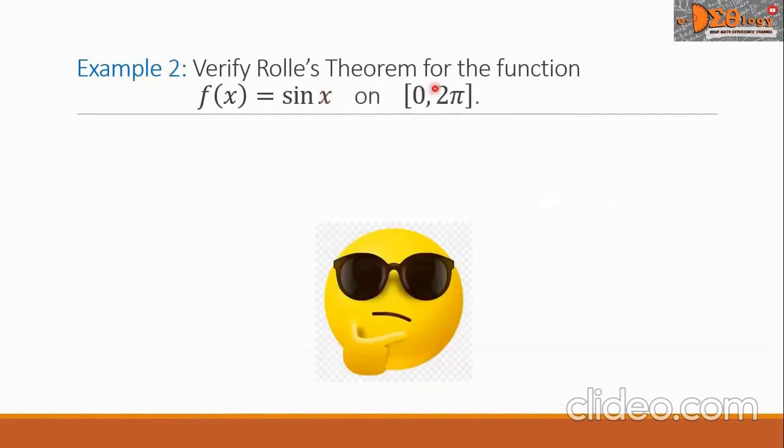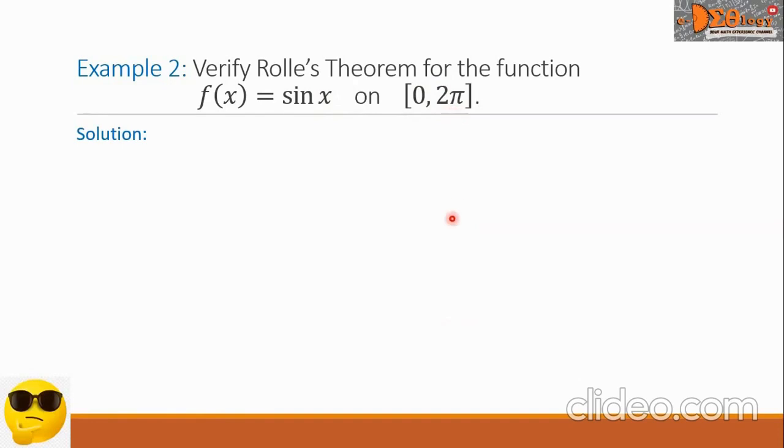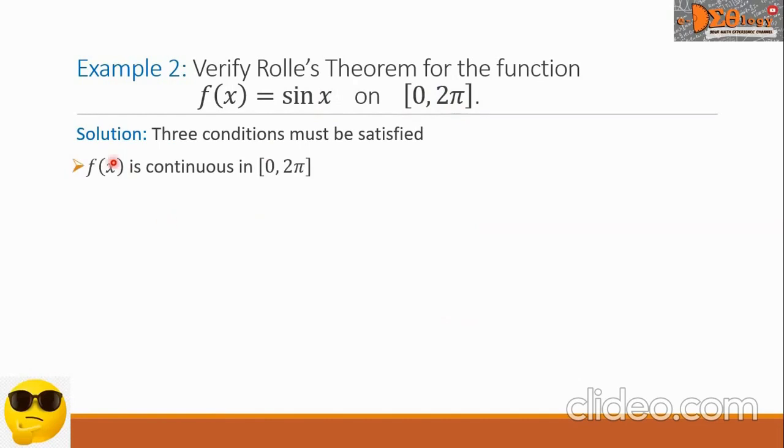Verify Rolle's theorem for the function f of x equals sine x on the closed interval from 0 to 2 pi. For our solution, let us confirm the three conditions. Condition 1, f of x is continuous in the closed interval from 0 to 2 pi. We know the graph of sine x. It is continuous, and moreover it is continuous in the closed interval from 0 to 2 pi.